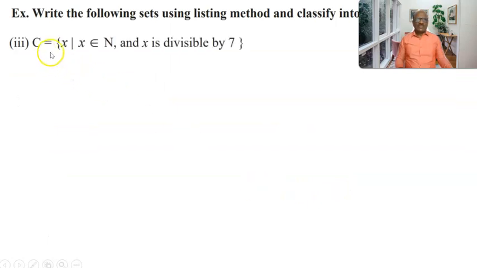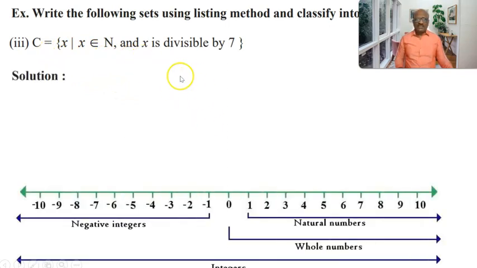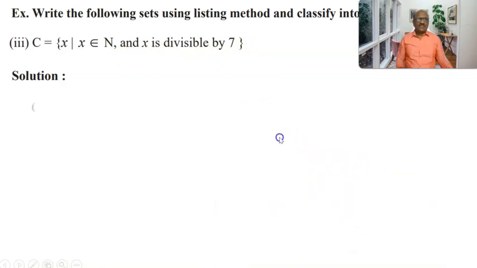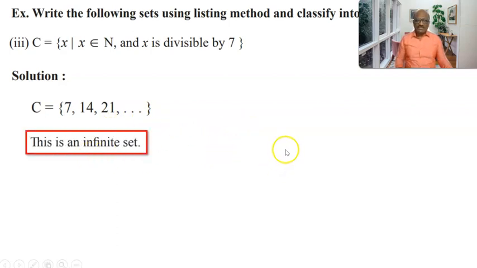c is equals to in curly bracket x such that x belongs to set of natural number and x is divisible by 7. Now here see the set of natural number असे की ज्याला division जातं, that is which is divisible by 7. That is 7, 14, 21. These are the numbers. Therefore c is equals to in curly bracket 7, 14, 21, and so on. Okay, and these are the infinite numbers and therefore this set is an infinite set. This is an infinite set.